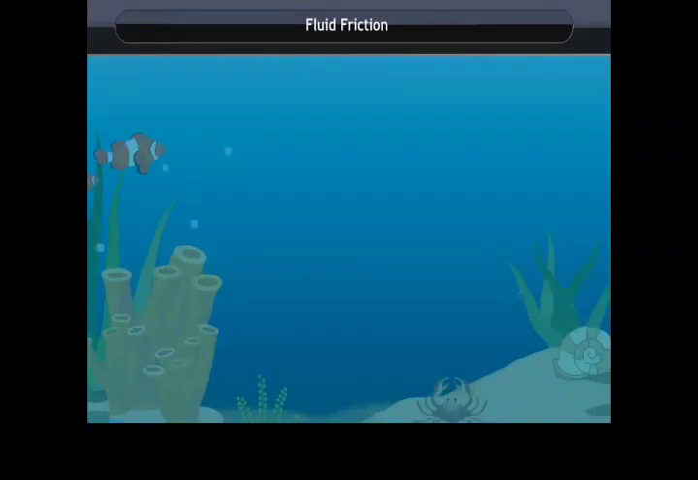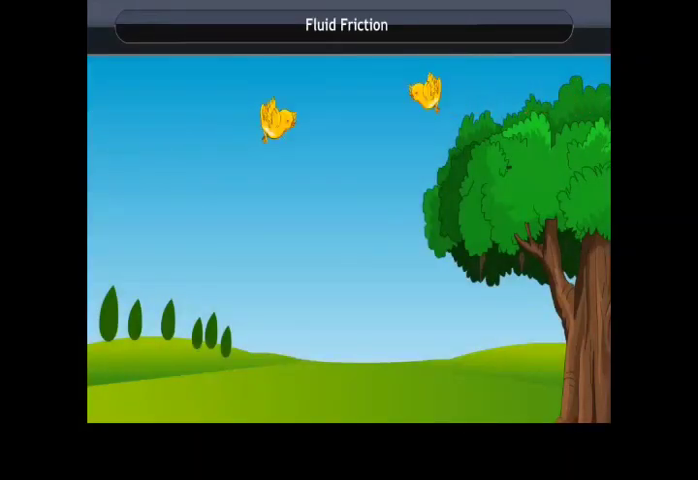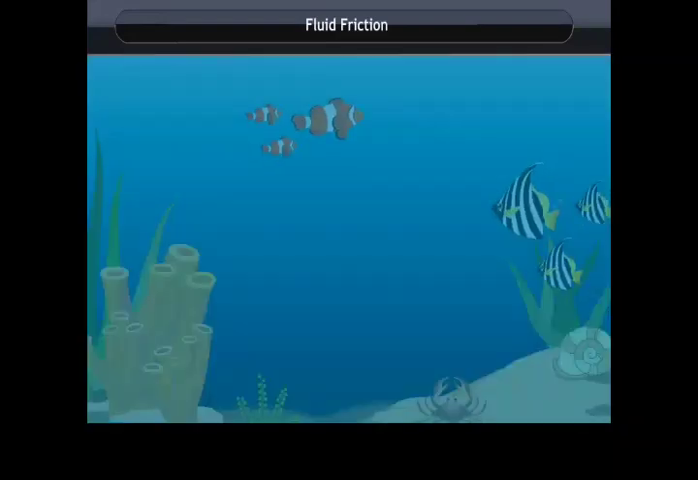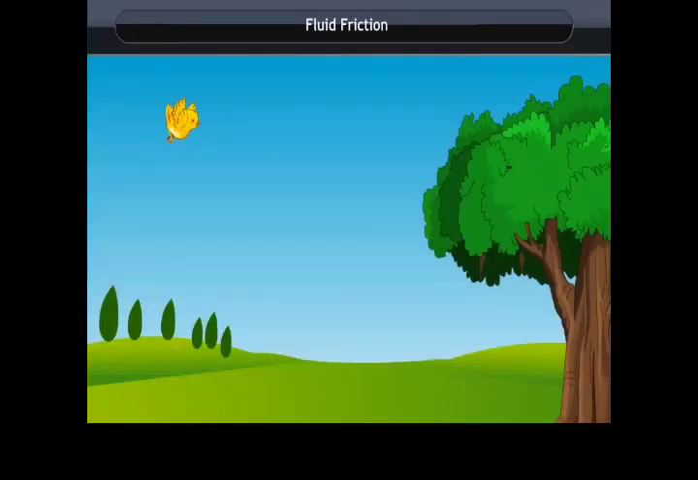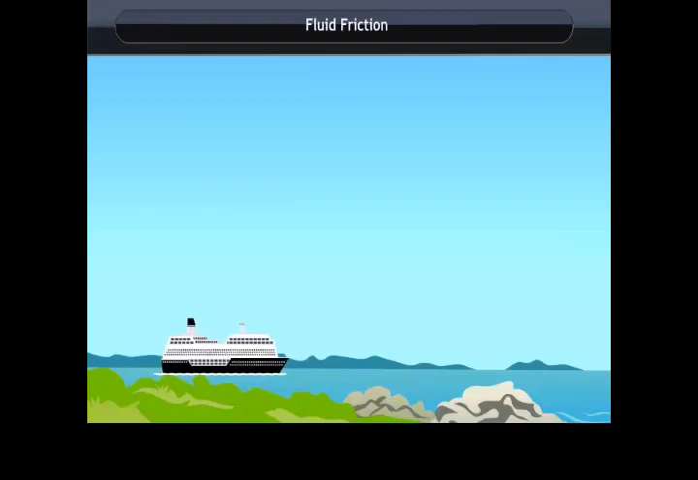You might have seen the bodies and the shape of fishes and birds. They have a streamlined shape which can easily cut through the water and the air and hence overcome the fluid friction. That is why aeroplanes and ships are also made streamlined in order to experience minimum fluid friction.